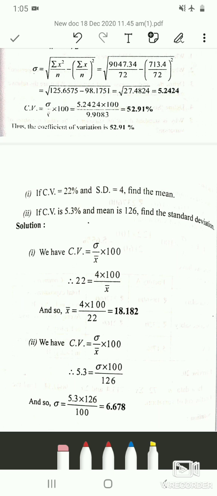Try to work out as many problems as you can. In the next video we will see the last topic of third unit, that is skewness.